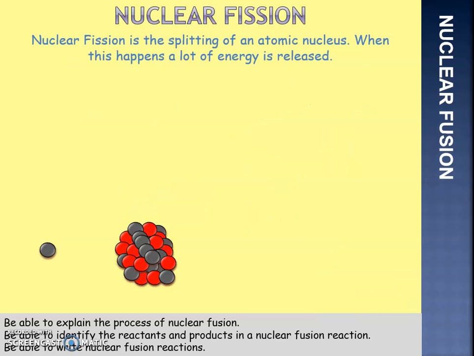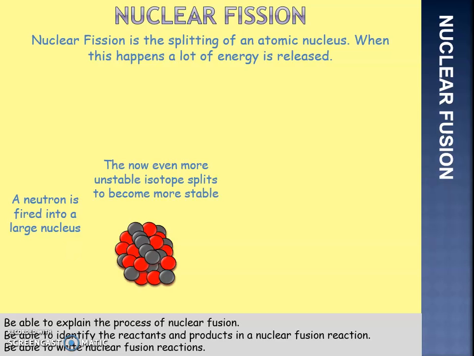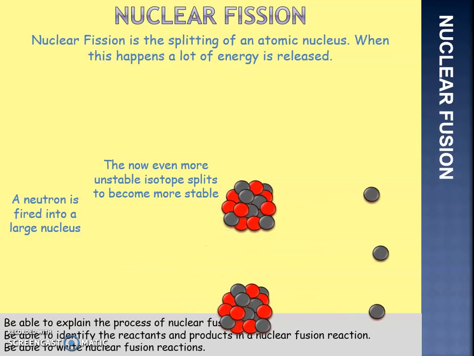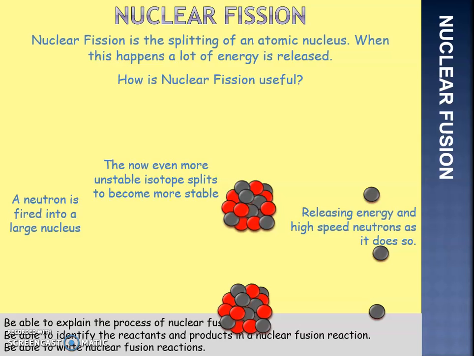Okay? Nuclear fission is the splitting of an atomic nucleus. So this is what we've previously seen. When this happens, lots of energy is released. A neutron's fired into a large nucleus. That becomes unstable, which splits to become more stable. This then releases energy and some high-speed neutrons as it does so.